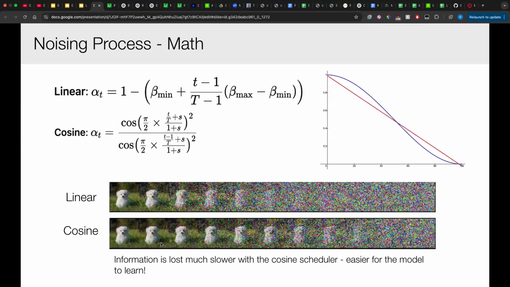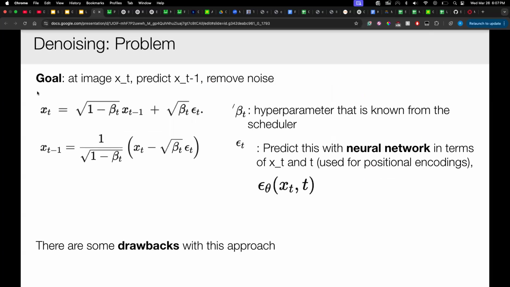Any questions about this process, any of the formulas? Okay, perfect. So I'm doing pretty good on time.